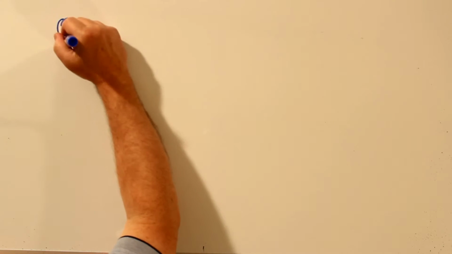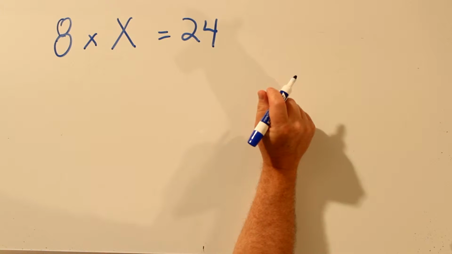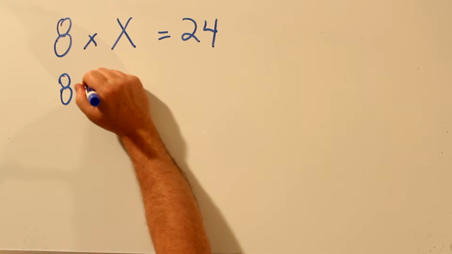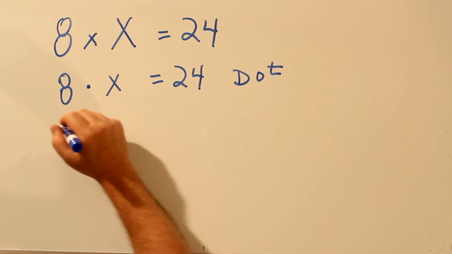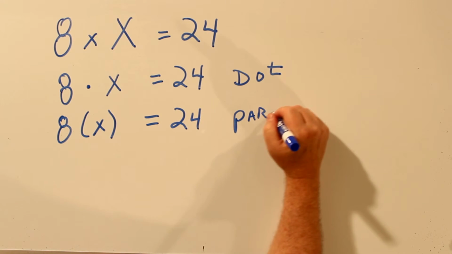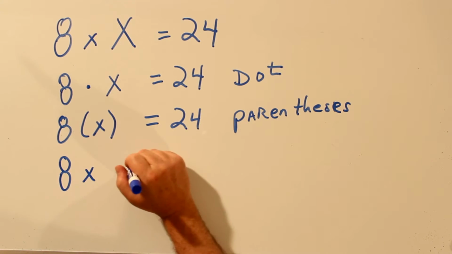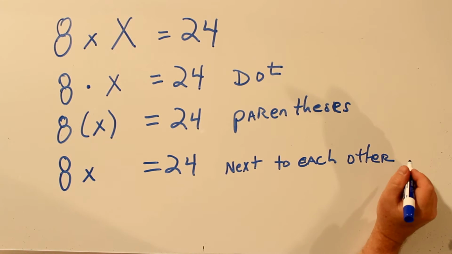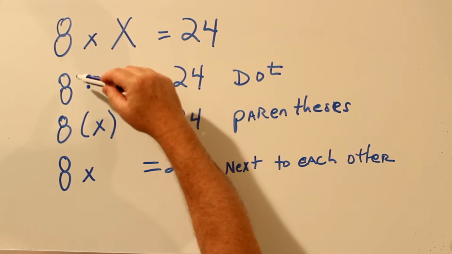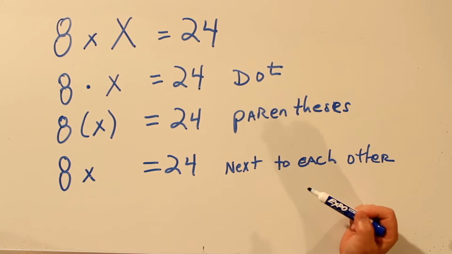So instead of writing x times x equals 24, there are different ways to represent multiplication. One way is to replace the x with a dot. Another way is to put parentheses around the x. And another way is just to write the number and the variable next to each other. All of these are ways of expressing multiplication: 8 times x, 8 dot x, 8 parentheses x, or just 8x.